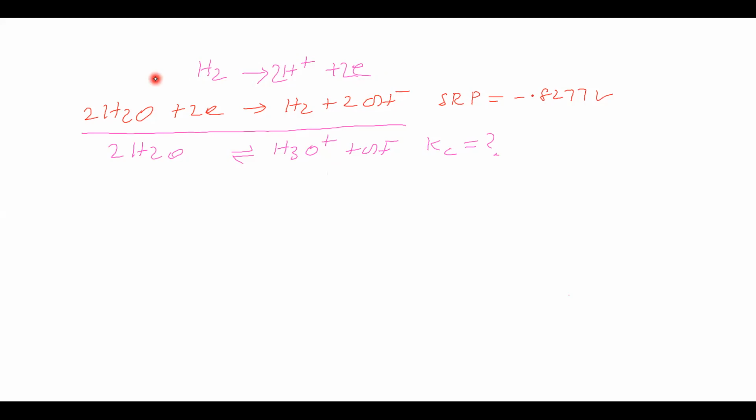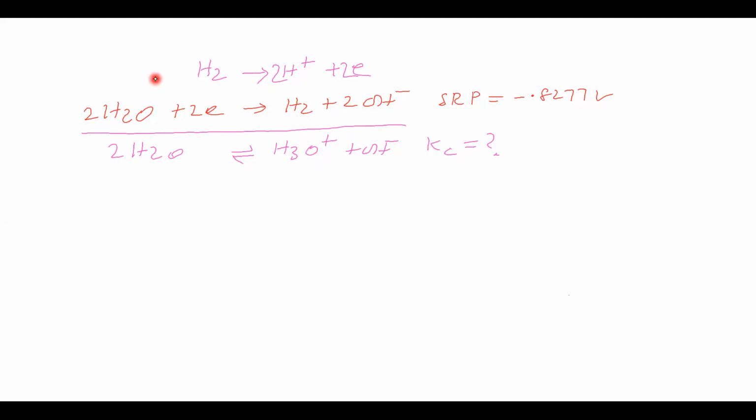Now OH minus is there on the right side of the half reaction. In the required equation also OH minus is there on the right side. Next, in the required equation, H plus is there on the right side. In the given half reaction, H plus is not there. Therefore, we write another half reaction in which we write H plus on the right side. So we have written H plus on the right side. Here also H plus is there on the right side.